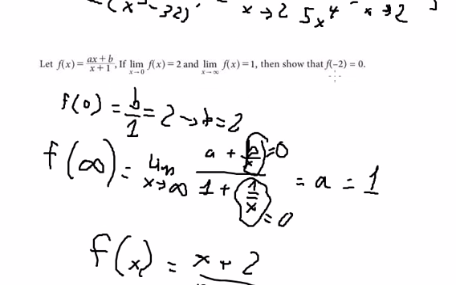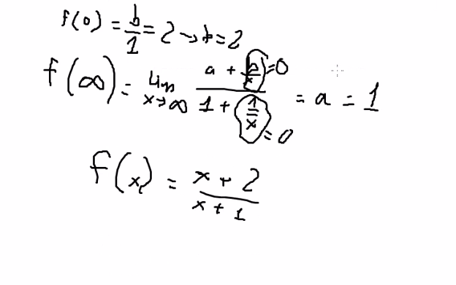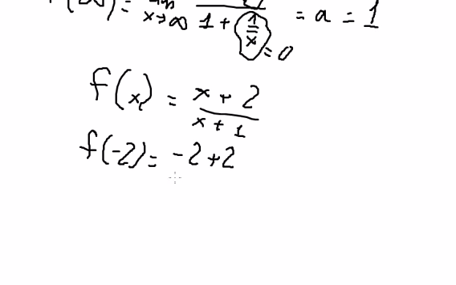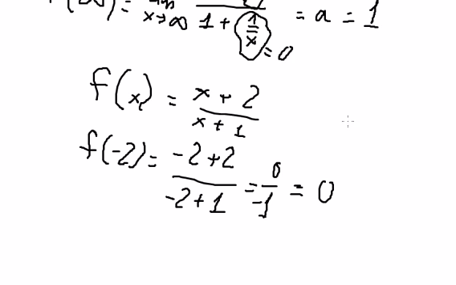So the question asked for f of negative 2. So now we just put negative 2 in here. Negative 2 plus 2. So this one you get 0 in here. 0 divided by negative 1, you get 0. And that's the final answer.